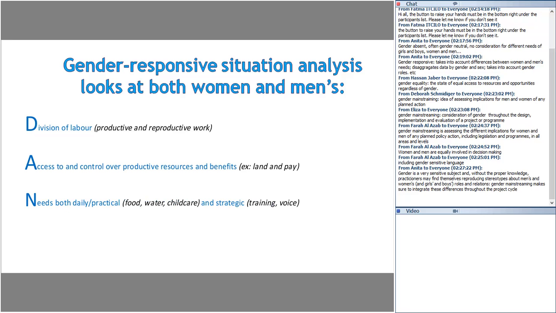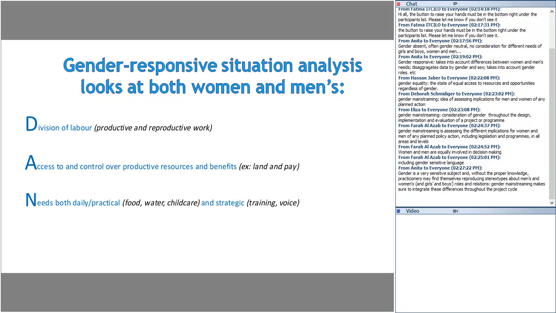Third step, needs, both daily and strategic. Daily needs, especially in very poor communities, are going to be linked with survival. So the daily practical needs are going to be things like water provision, looking for firewood. How far do I have to go in order to bring it back? How much time do I have to devote to that? Taking care of children, elderly, those are some examples.